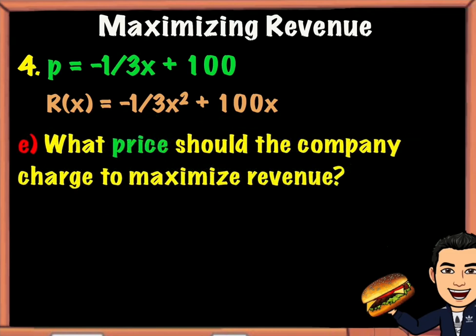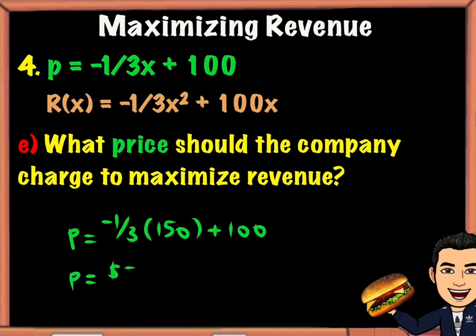For letter E, what price should the company charge to maximize revenue? So earlier we know that in order to maximize the revenue, the quantity has to be 150. So insert 150 for x into the equation for the price. You're going to get a price equal to $50.